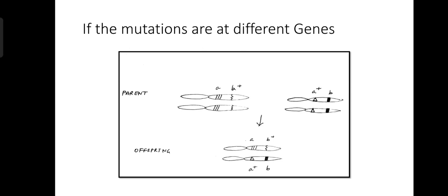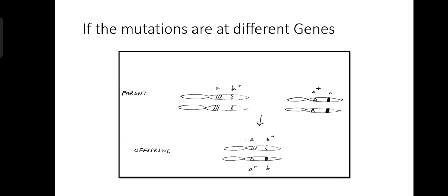Here we have two genes, gene A and gene B. The first parent has the wild type allele of gene B, whereas the second parent has the wild type allele of gene A. When these two parents are crossed, the offspring gains the wild type B allele from the first parent and the wild type A allele from the second parent. It also gets the mutant alleles, but since it has the wild type alleles, they complement each other, and as a result the offspring shows the wild type phenotype.